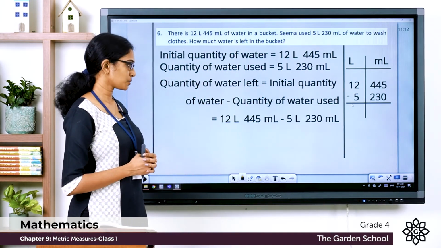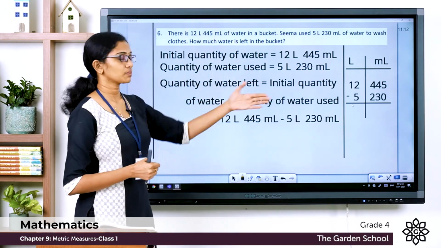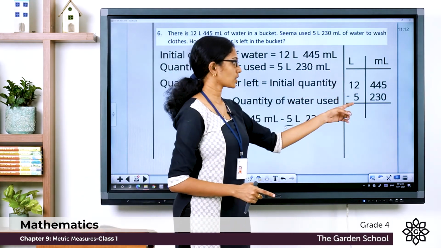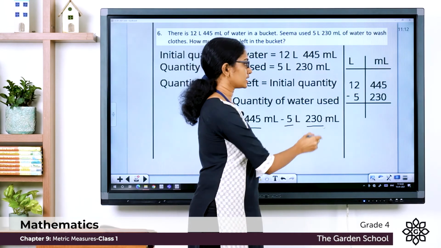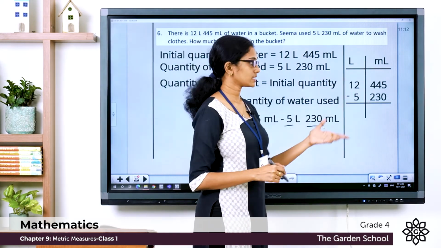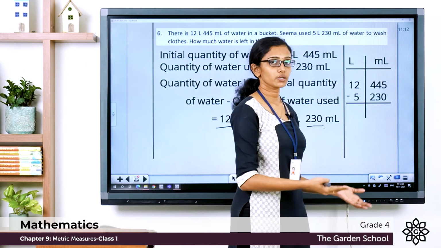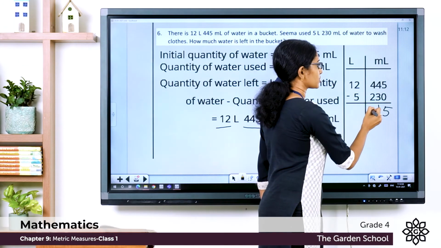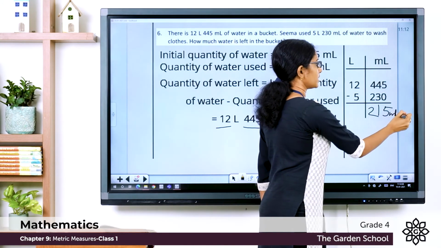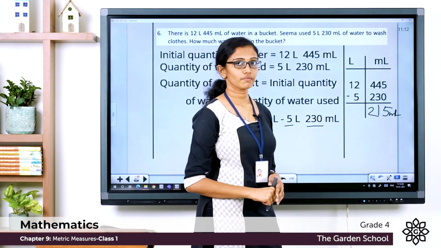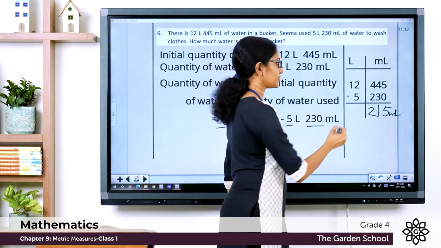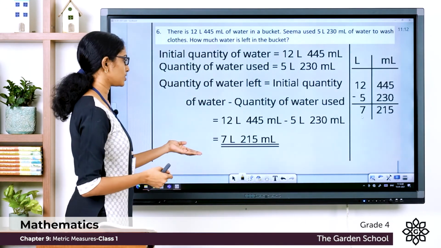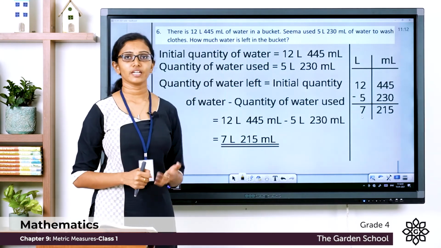So we have substituted the quantities, and the measurements are arranged in proper columns of units. 12 and 5, the liters go in the liter column, and 445 and 230 go in the milliliter column. Let's start subtracting the milliliters first, which is the smaller unit here. Now 5 minus 0, 5, 4 minus 3, 1, 4 minus 2, 2. So this is 215 milliliters. Now here in the liter column we have 12 liter minus 5 liters, which is equal to 7 liters. So what is the quantity of water left in the bucket? It is equal to 7 liters, 215 milliliter.